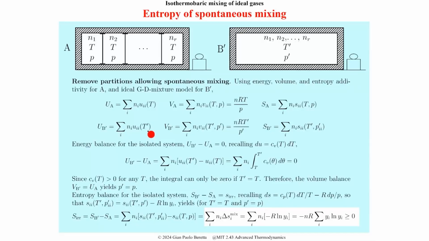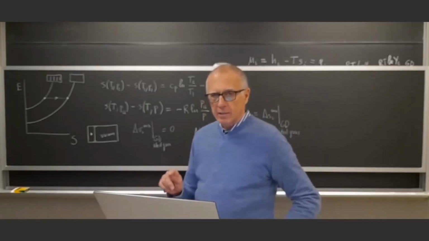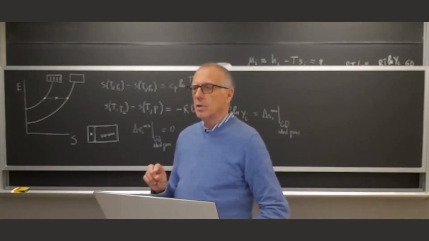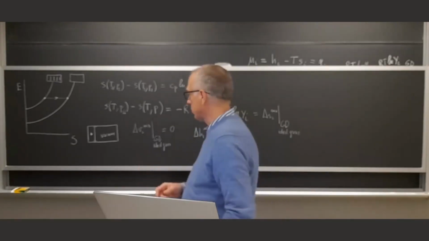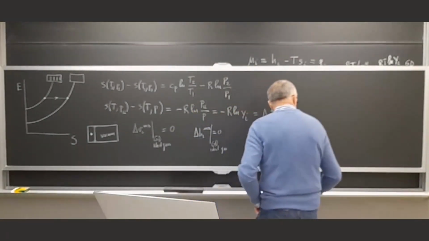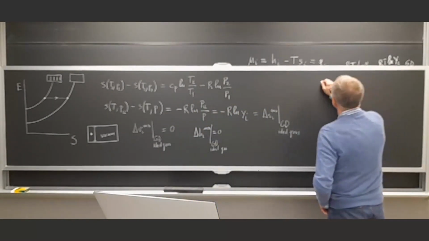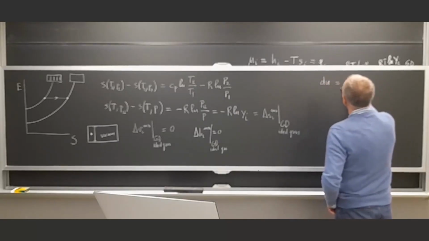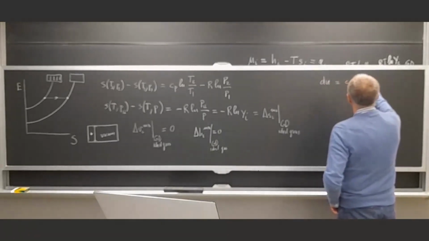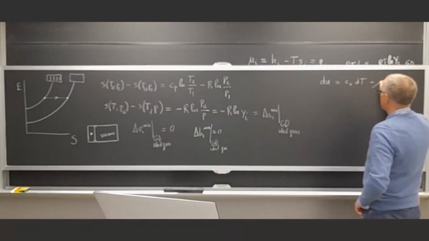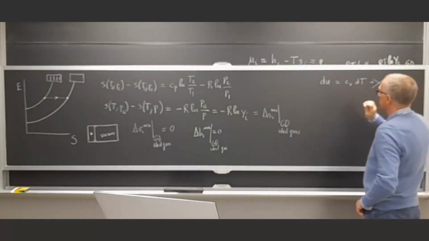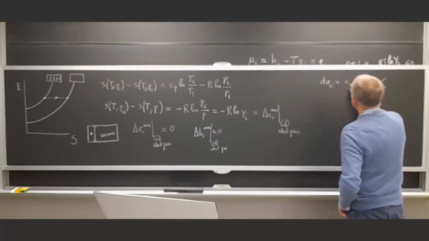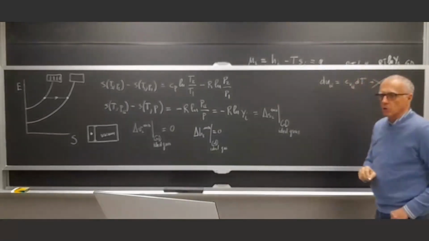So here, in principle, I should have written comma P_i. But I didn't, because I remember that for an ideal gas, the energy is a function only of temperature. So that dependence isn't there. Because if you remember, du is equal to Cv dT, and for an ideal gas there is no pressure dependence. And here we're talking about something that holds for each of the pure substances.